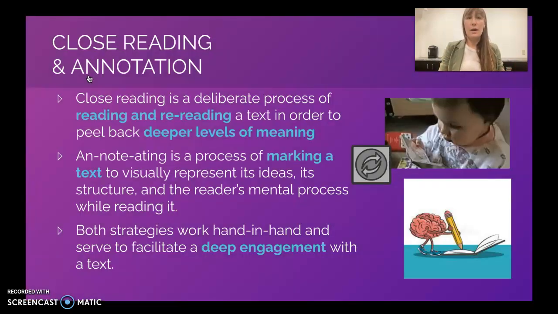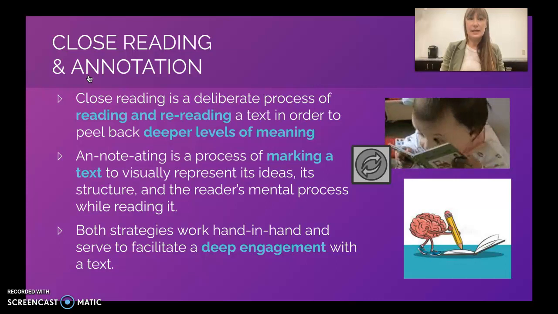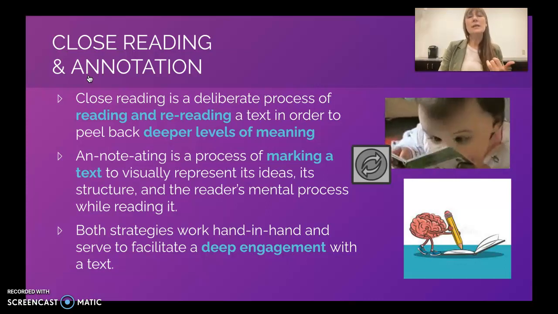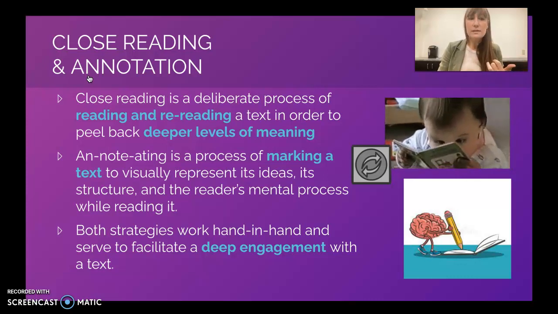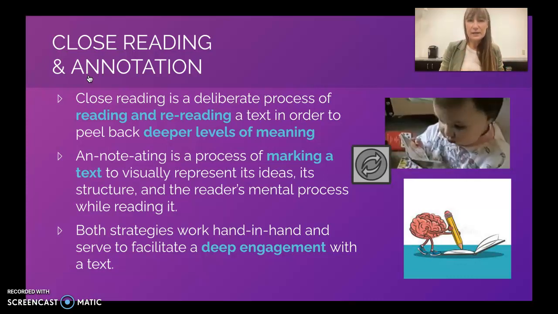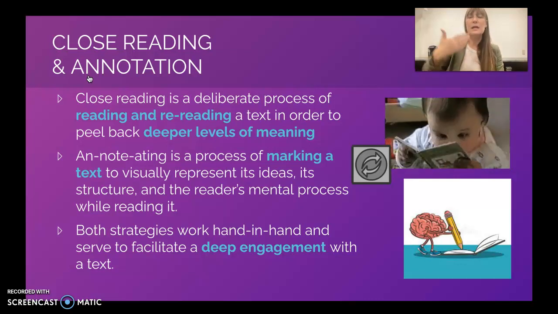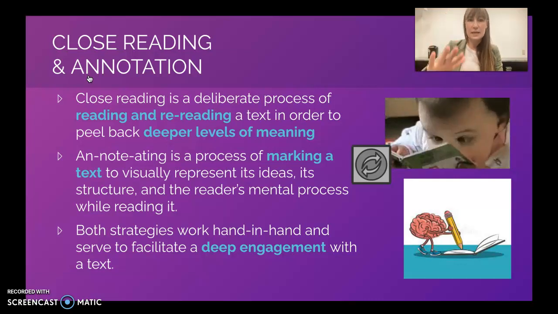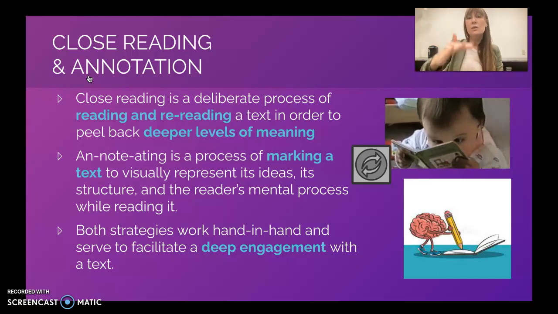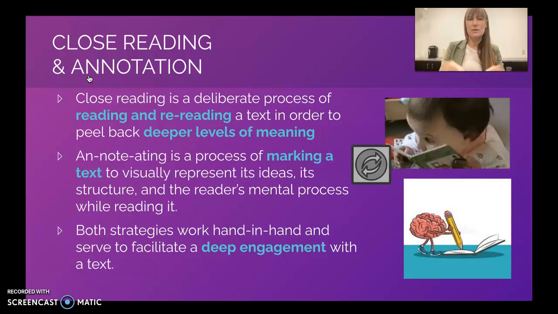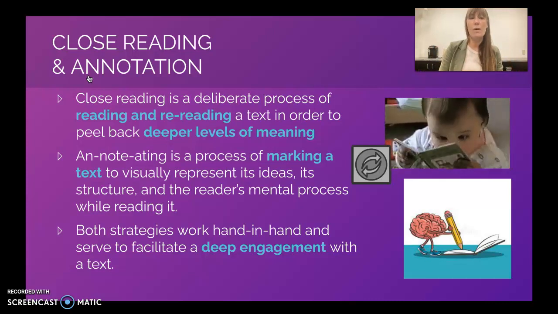So let's first talk about close reading and annotation, our 2 objectives for this particular lesson. Close reading is a deliberate process of reading and rereading a text in order to peel back deeper levels of meaning. Essentially, every time you go back to the beginning and reread something, you're going to understand it a little bit better. It's kind of like peeling the layers of an onion until you get to that core.